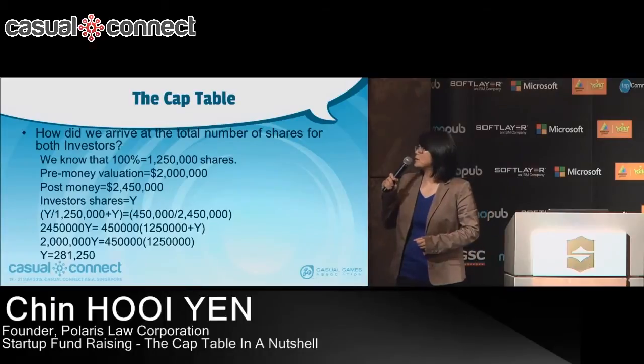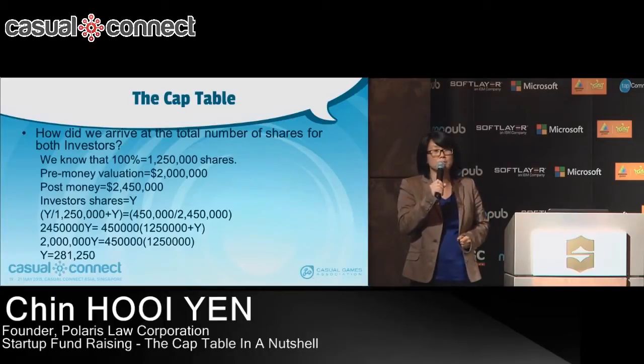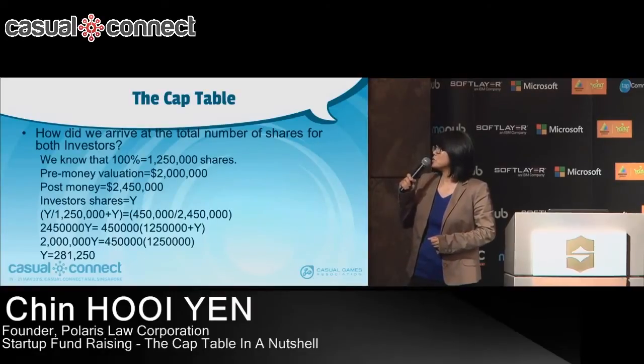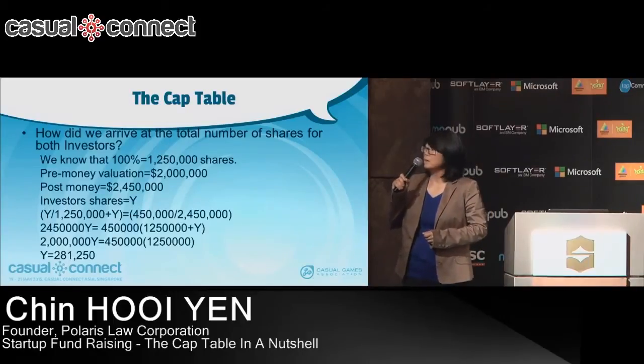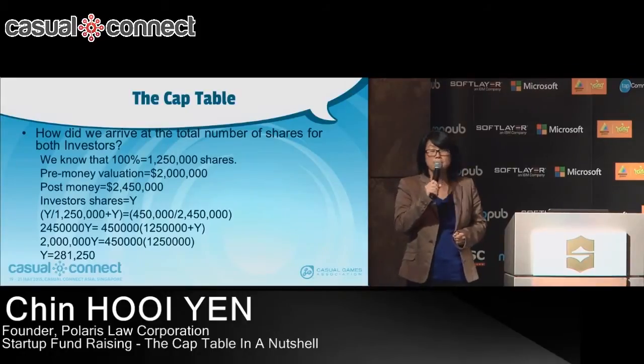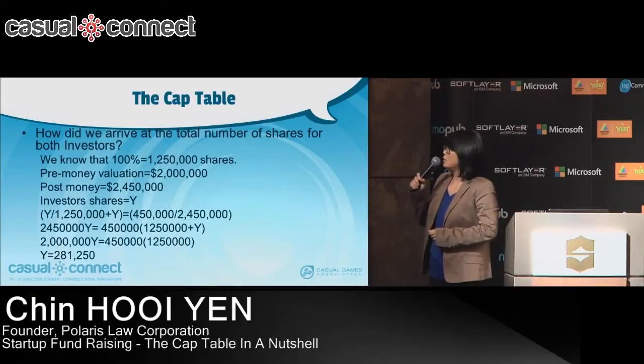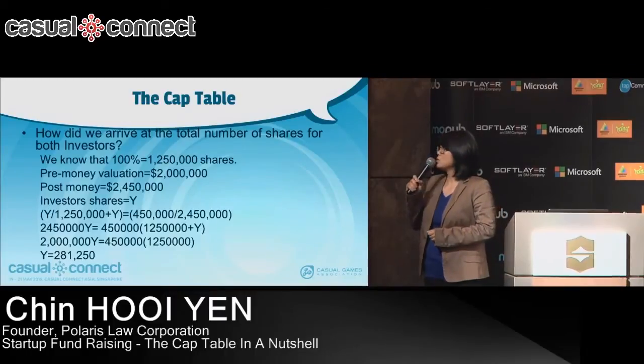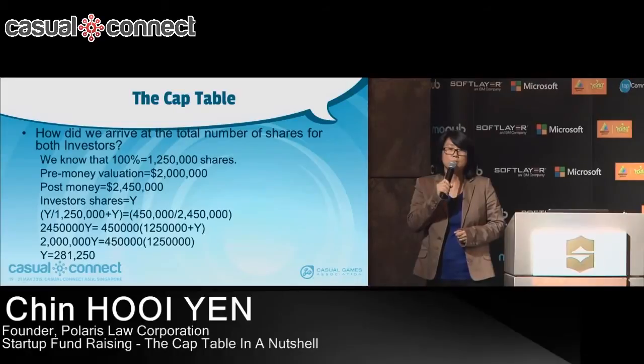So we're simply going to do, the investors' shares on this slide will be the total number to be issued to both investors. So by going around with the ratios, 450,000 divided by 2.45 million has to equal the total number of shares to be issued divided by the existing shares pool, including employee pool, plus the number of shares you're going to issue to investors, right? So you now know that the number of shares that the two investors will get is 281,250 shares.